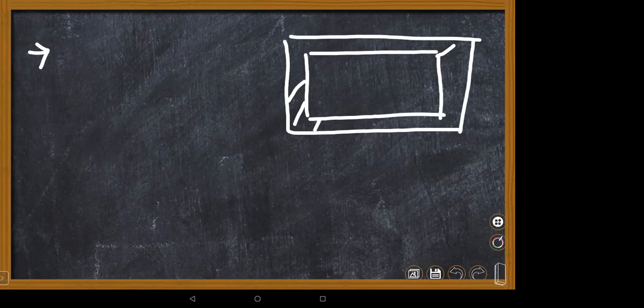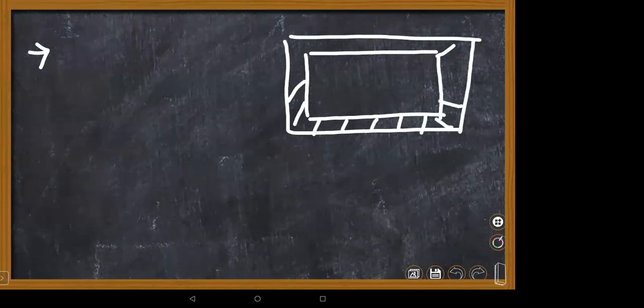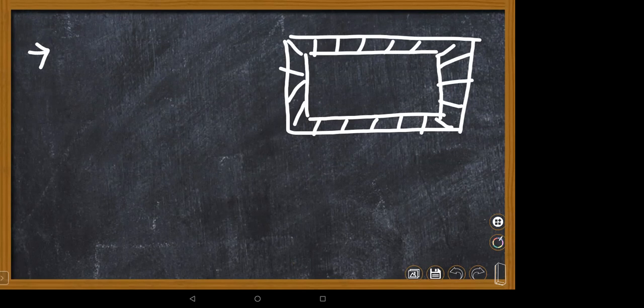This path area I want. Ma'am, may I tell? Area of the bigger rectangle minus area of the smaller. Yes, ma'am. Very good. Area of outer rectangle minus area of inner rectangle. Very good, children.